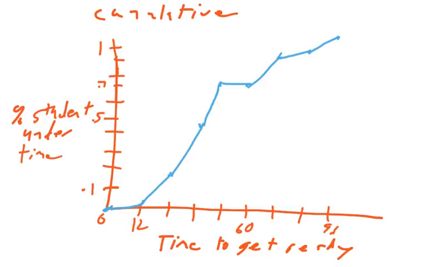So this is a cumulative frequency graph, also sometimes called an ogive. And basically we can take a look at this to see what's happening. If you have a steep slope, that means that we have a lot of people.